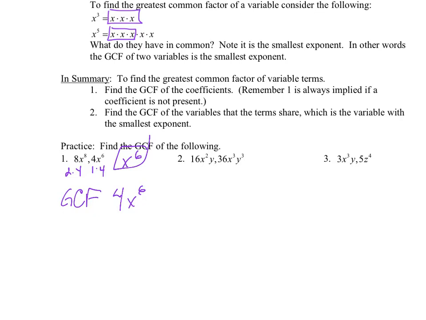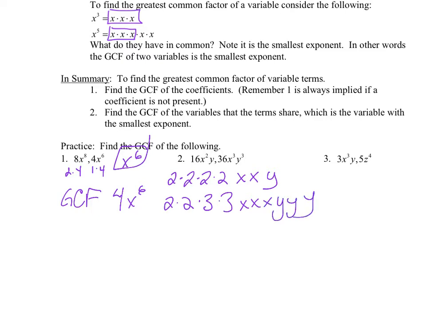All right, so we're going to break this down. 16 is 2 times 8, or 4 times 4. We'll go 2 times 8, which is 2 times 4, which is 2 times 2. And then we have 2 x's and a y. 36 is 2 times 2, which is 4, times 3, which is 9. I have 3 x's and 3 y's.